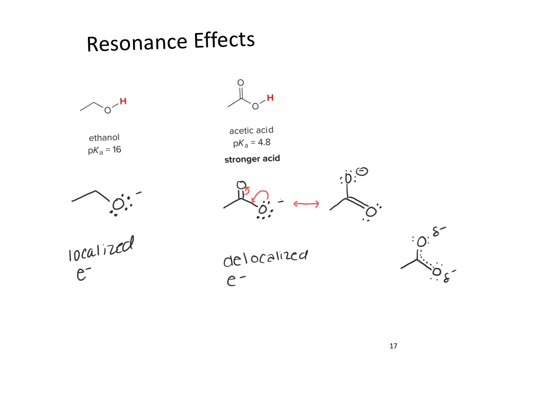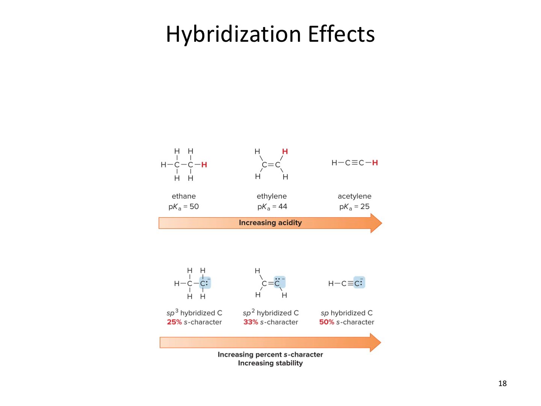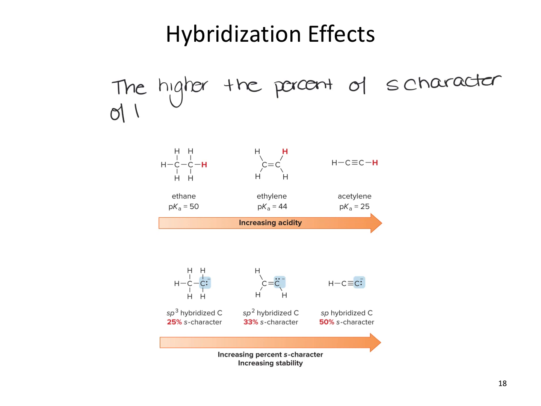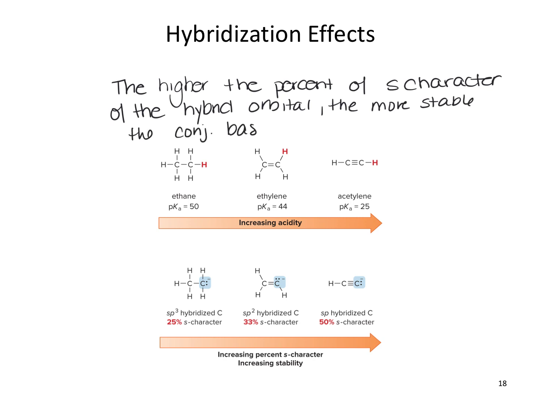Now, the last of the four effects that we're talking about is hybridization. And what we find with hybridization is that the higher the percent of s character of the hybrid orbital, the more stable the conjugate base. And remember, if the conjugate base is more stable, it means it's a stronger acid.